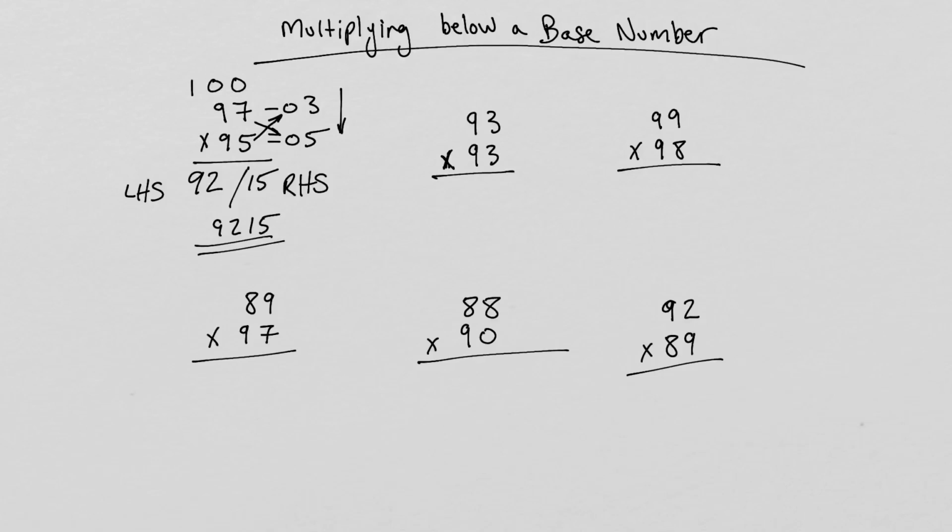Okay, let's try the next problem, 93 times 93. From base number 100, we're going to say 93 is minus 7. To get the left-hand side, we either subtract this or this. Either way, it doesn't matter. 93 minus 7 gives us 86. 7 times 7 is 49.